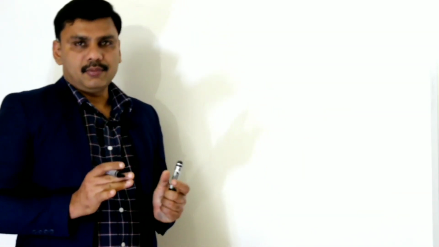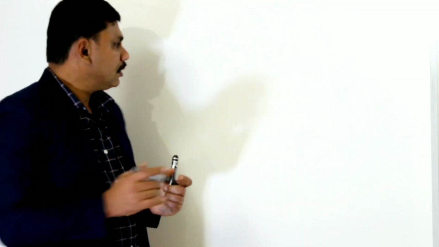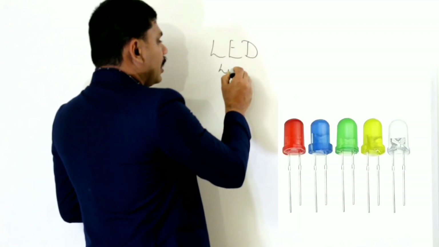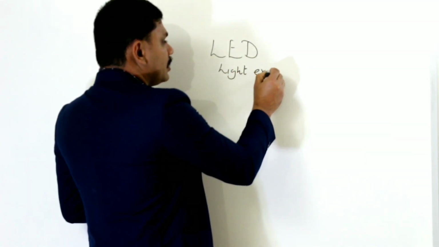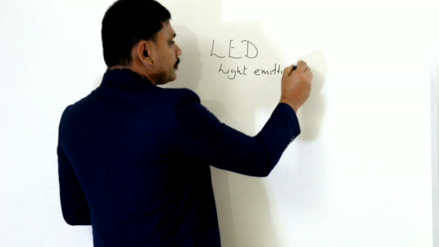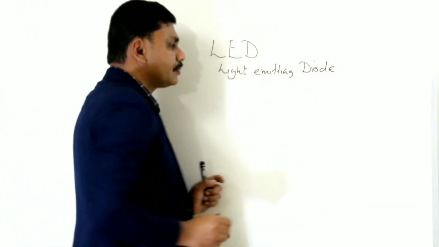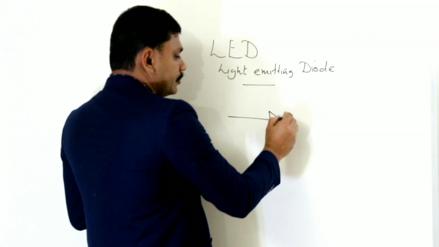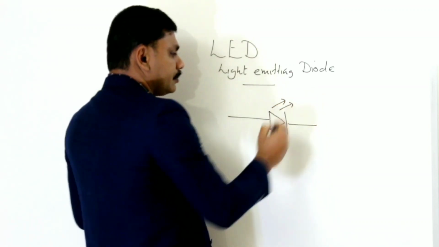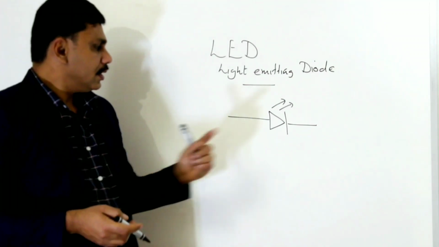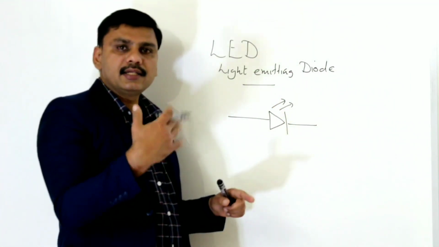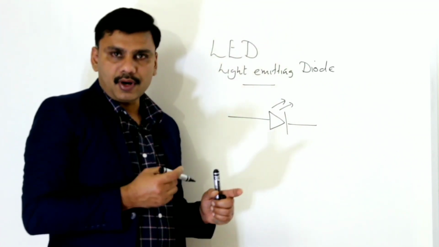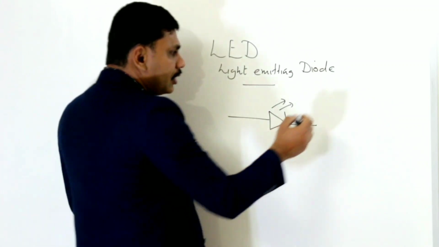Then another electrical component. It is LED. You know this LED. That is light emitting diode. Its symbol is like this. This arrow mark shows light is emitting. So you know the LED. It's a simple electrical component. It looks like this.